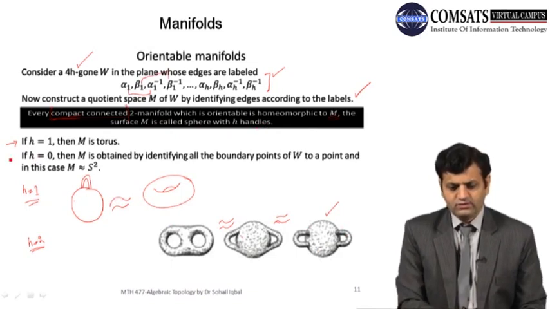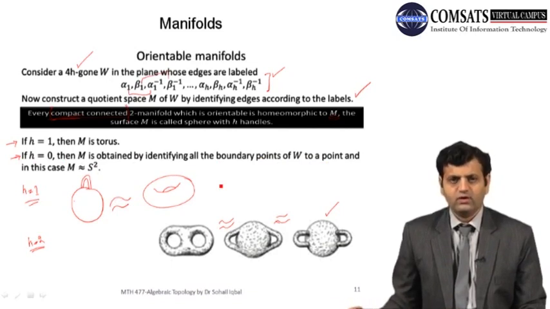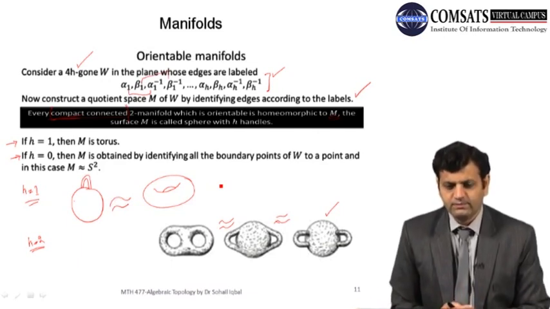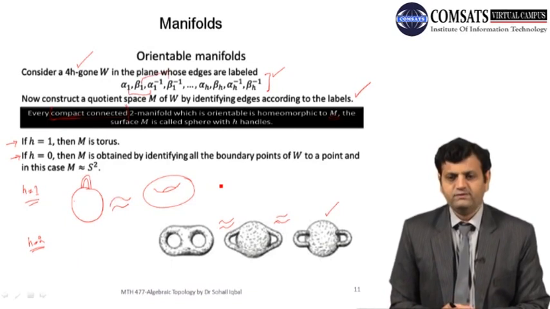Okay, so when H is equal to 0, this is a special case, then M is obtained by identifying the boundary points of W to a point, and in this case M is homeomorphic to S2, or just a 2-sphere.